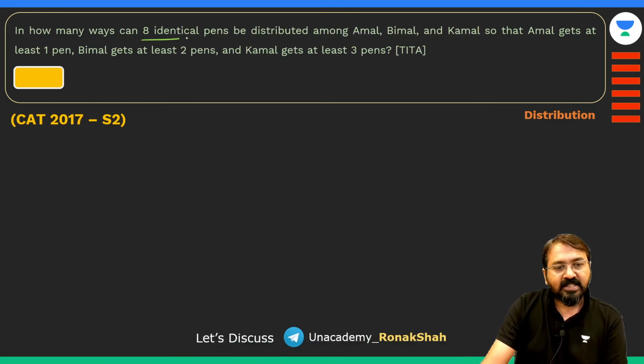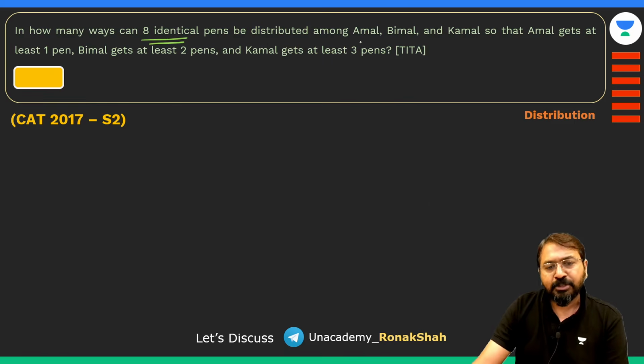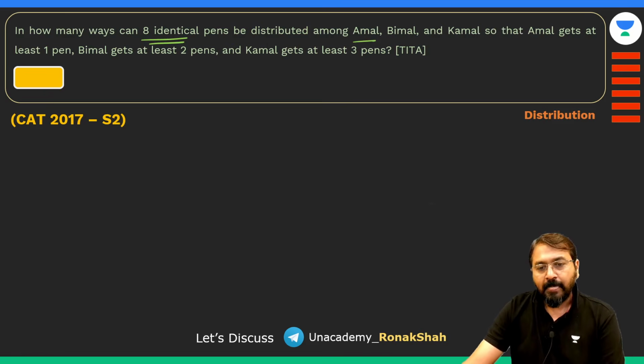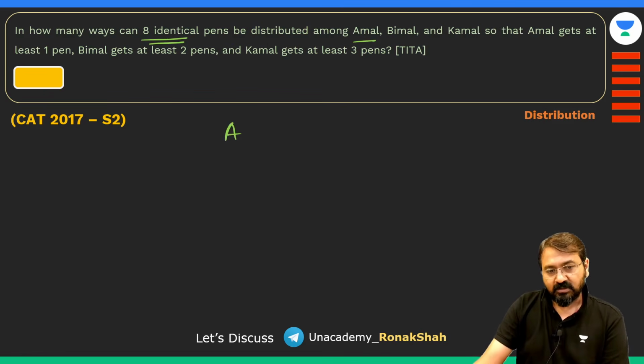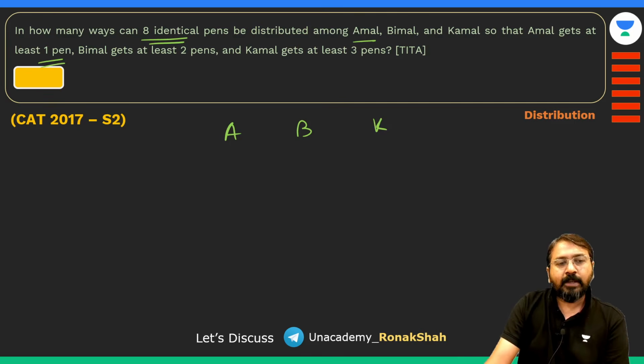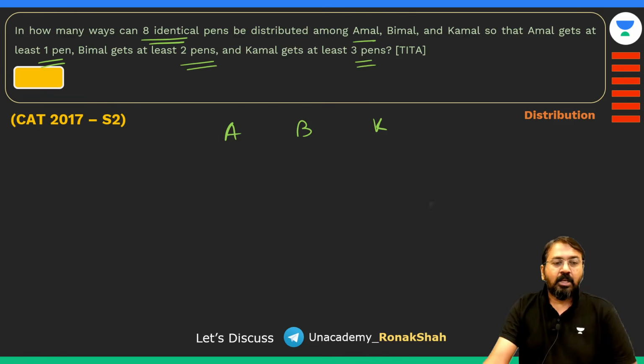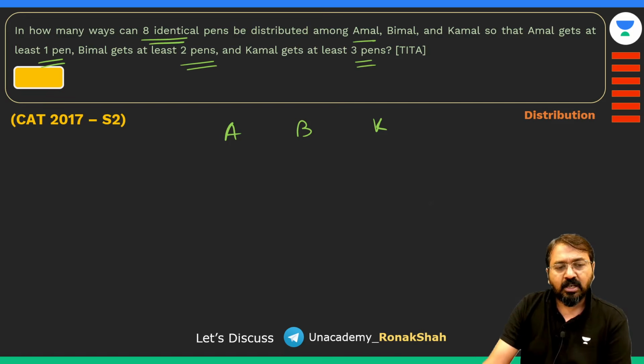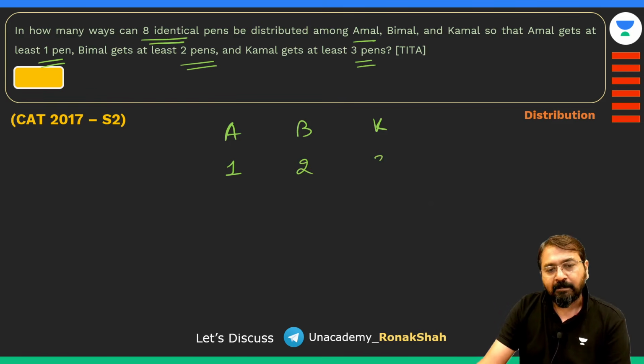The question goes like this. In how many ways can 8 identical pens be distributed among Amal, Bimal and Kamal, so that Amal gets at least 1 pen, Bimal gets at least 2 pens and Kamal gets at least 3 pens? We have a total of 8 pens. So what I'll do is give 1 pen to Amal, 2 pens to Bimal, and 3 pens to Kamal.